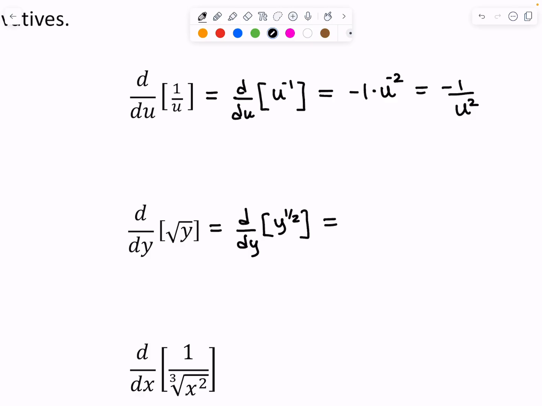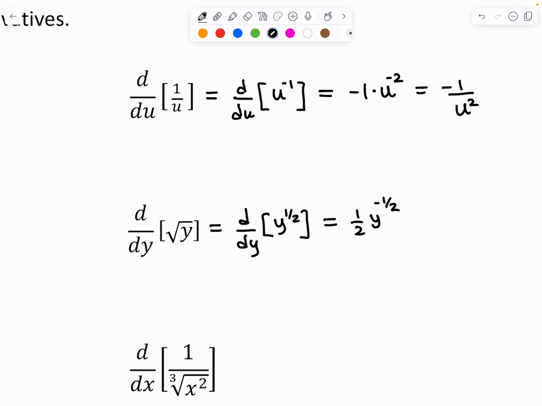So that 1/2 power will become a coefficient, and then we repeat y, and then the new power is going to be one number less than 1/2. Do this calculation in your head, or you can write it down. 1/2 minus 1, what does that produce? Get a common denominator, 1 is 2 over 2. 1 minus 2 is negative 1, so 1/2 minus 1 produces negative 1/2.